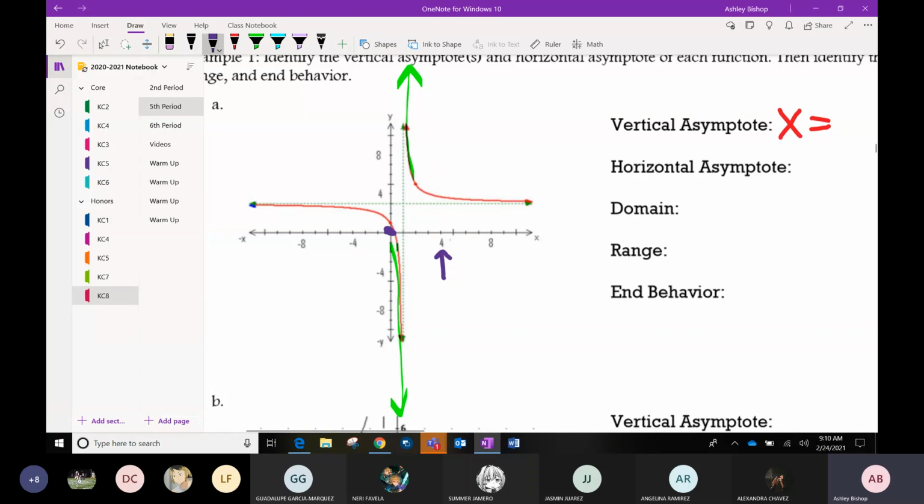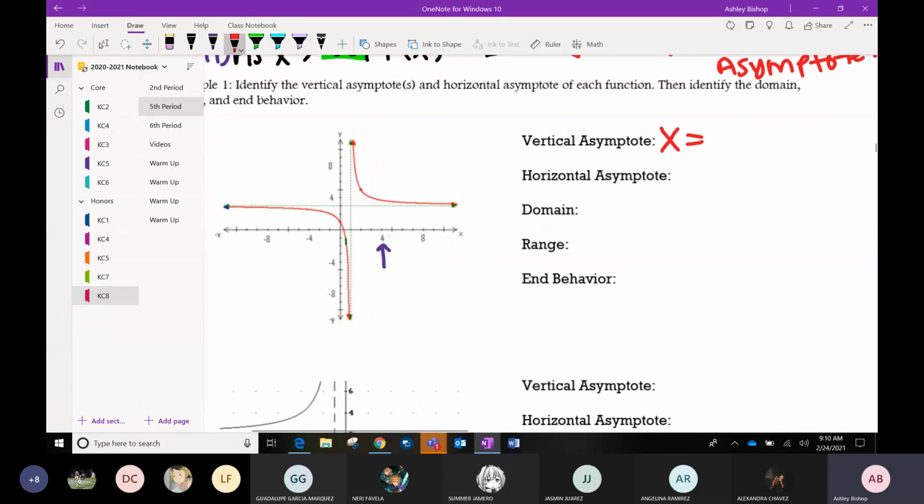This graph is getting closer and closer and closer to this line right here. And that line happens at x equals 1. The x value, here's my x-axis. The x value that it happens at is right here, which is x equals 1. Okay, so I have a vertical asymptote at x equals 1.